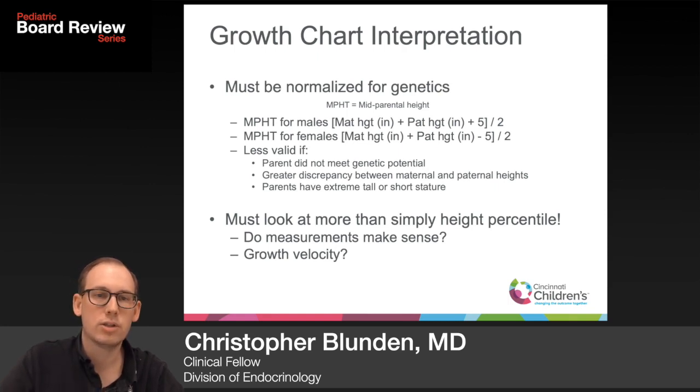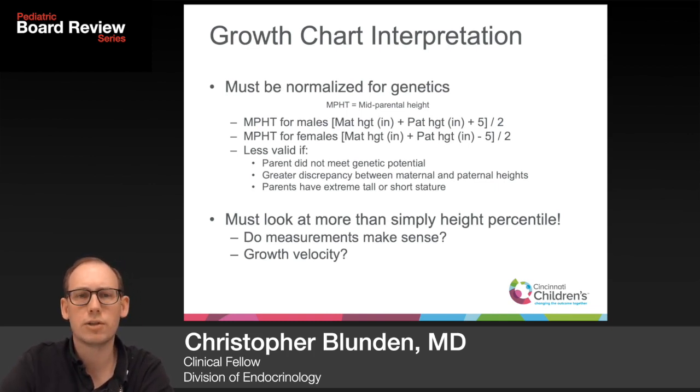So in review, to calculate a mid-parental height or genetic potential for a male, you would take the maternal plus paternal height in inches and add 5 and then divide by 2, or for girls or females, you would take maternal and paternal heights and subtract 5, divide by 2. This is in centimeters. If you were to use that instead of inches, the number instead of 5 that you would add or subtract would be 11.